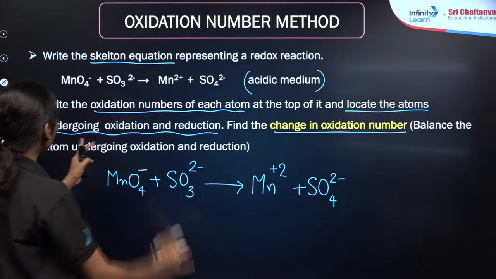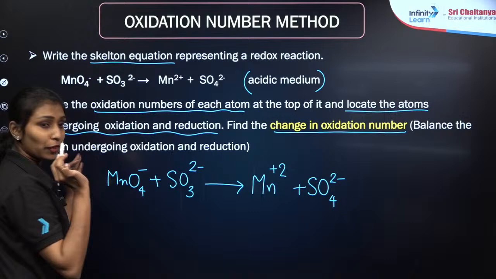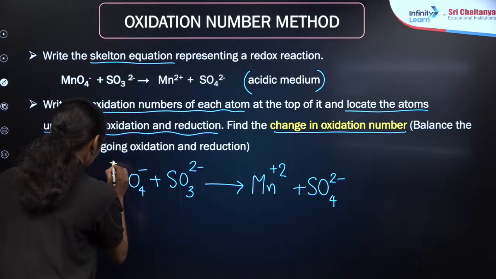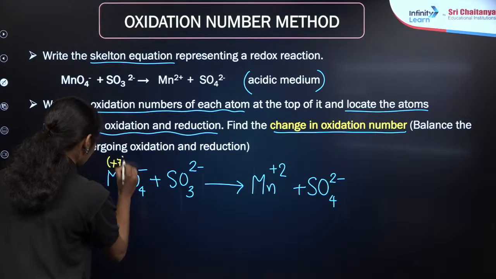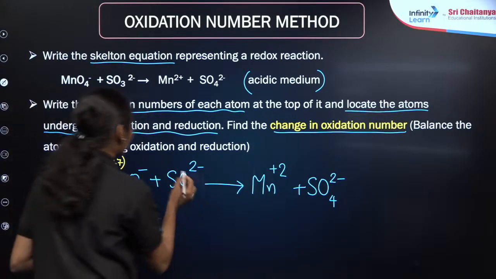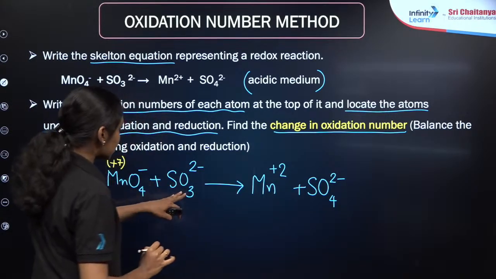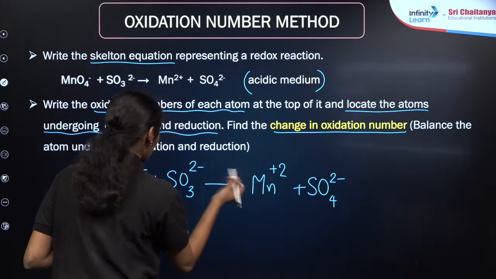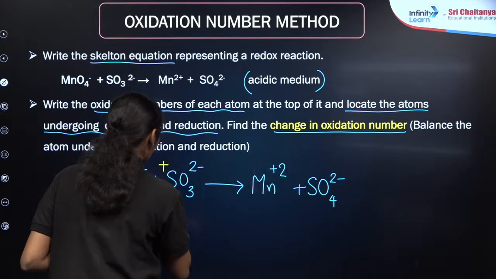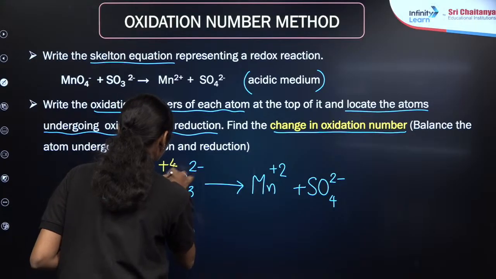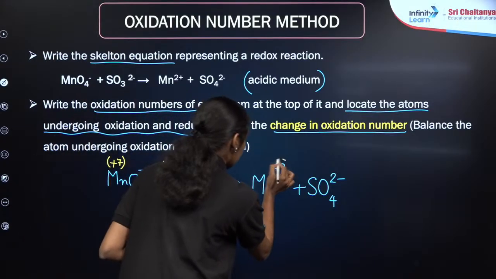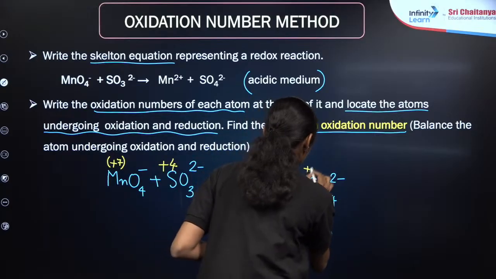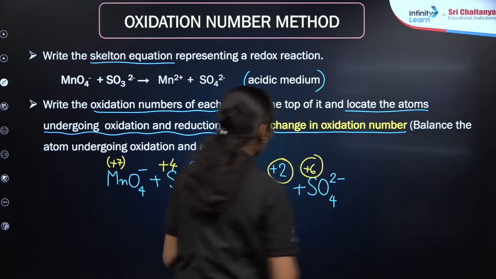What is the first step? First, we have to find out the oxidation number of each atom. If we take the oxidation number of manganese here, we can give it as plus 7. Then what about sulfur here? Minus 2 charges total, then plus 6. Minus 2 plus 6, that is equal to plus 4. Then here it is already given plus 2. Again, what about here? Minus 2 plus 8, that is equal to plus 6. We have already found the oxidation numbers.